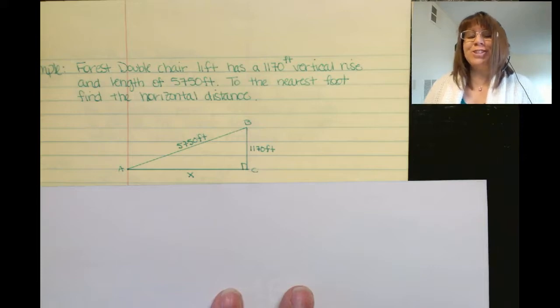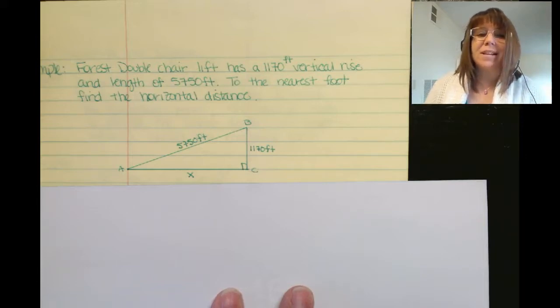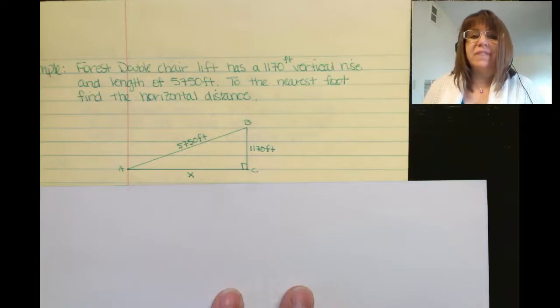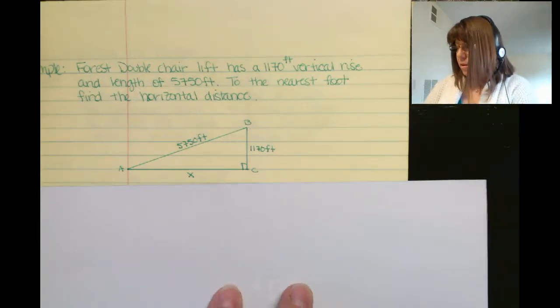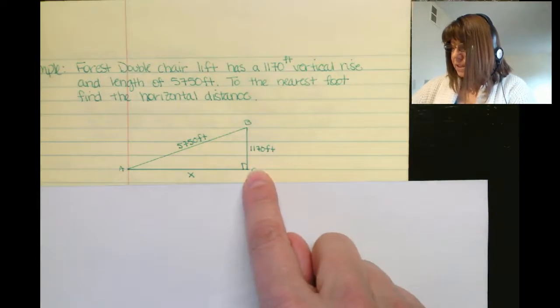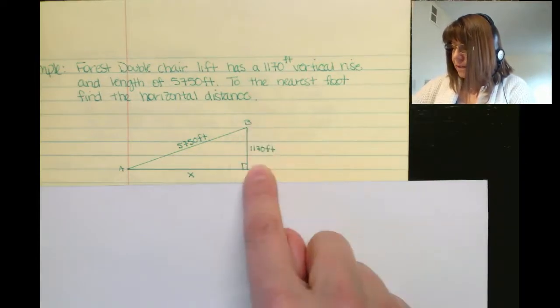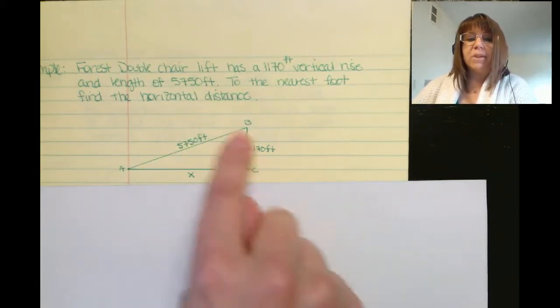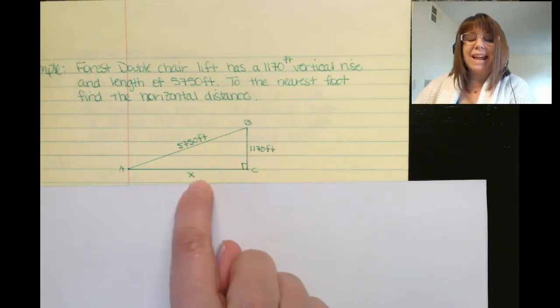Here's a problem that includes a triangle. So Forrest double chair lift has a 1,170 feet vertical rise, and the length of the chairlift is 5,750 feet. To the nearest foot, let's figure out what the horizontal distance will be. For instance, here's the vertical rise, here's the length of the lift. If you think we're going up a mountain like a ski lift, we can use the Pythagorean Theorem to figure out what x is.